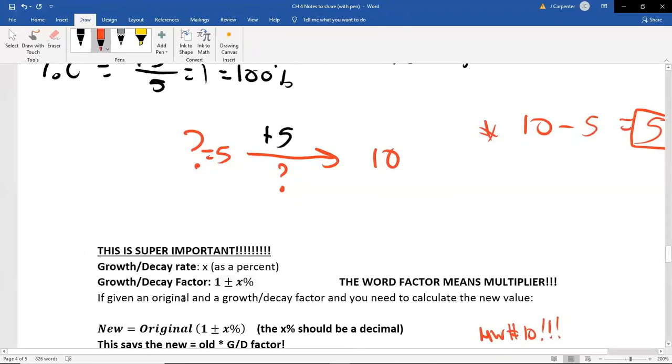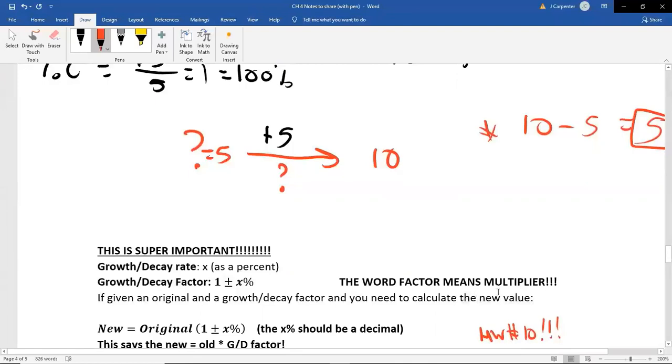So if you're given an original value, say we have 300 of something, and it's growing at 7% per year, that would mean we have the original and the growth factor. That's all you need in order to calculate the new value. You need the old and the growth factor to calculate the new.